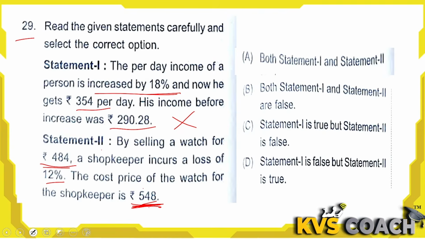सो दिस इज ऑल्सो रॉन्ग स्टेटमेंट. Here the CP is coming 300. Here the CP is coming 550. So both are the wrong statement. Both 1 and 2 are the false statement. Question B is right answer.